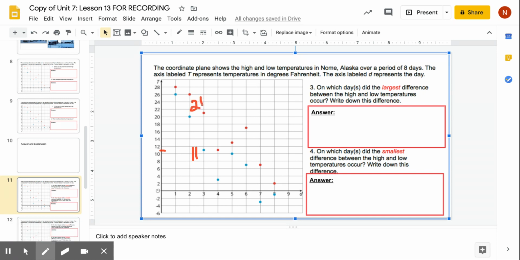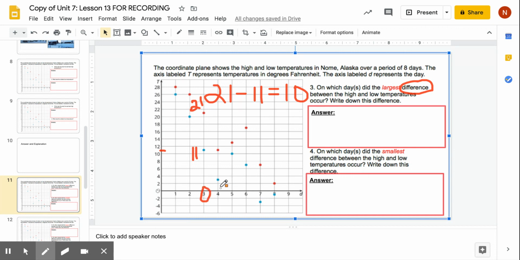Now, I am looking for the difference, which means I need to subtract this high temperature minus this low temperature, and I get 10. So right here, the difference in between this point and this point is 10 degrees. So day 3 is one with the largest.